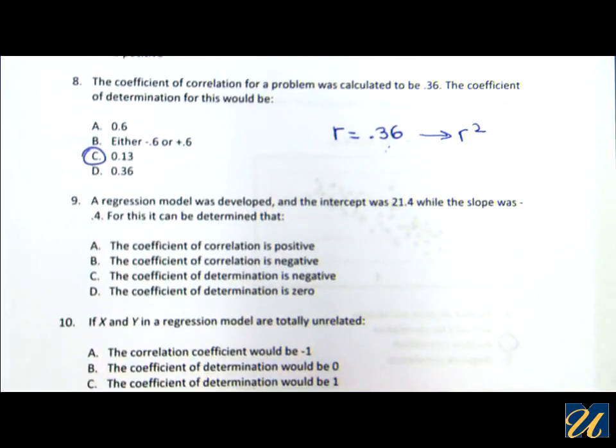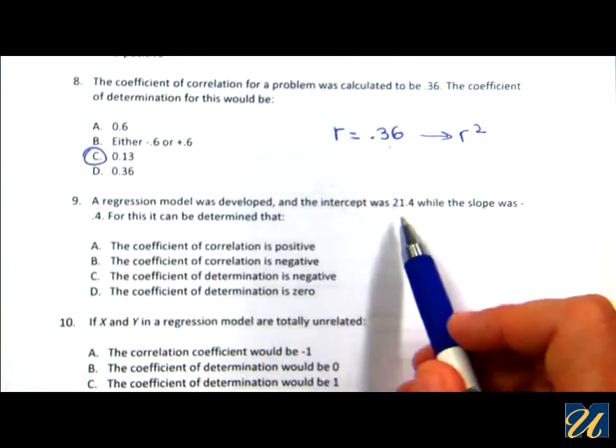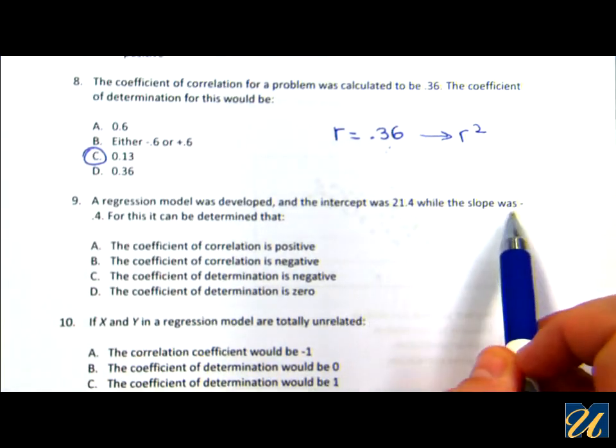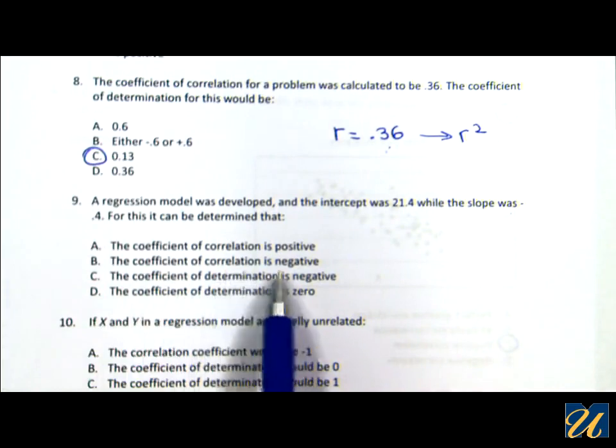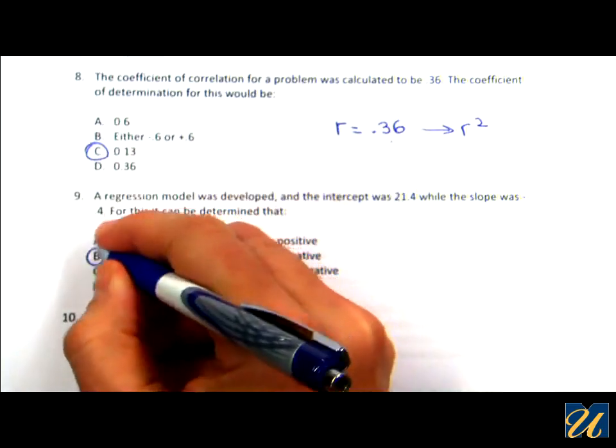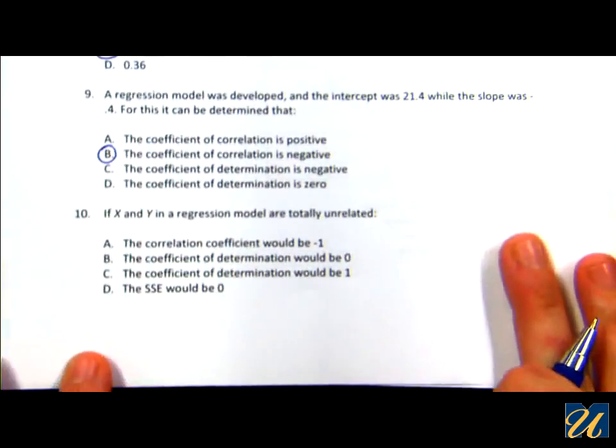A regression model was developed, and the intercept was 21.4, while the slope was -0.4. For this, it can be determined that the coefficient of correlation will also be negative. If the slope is negative, R will also be negative.